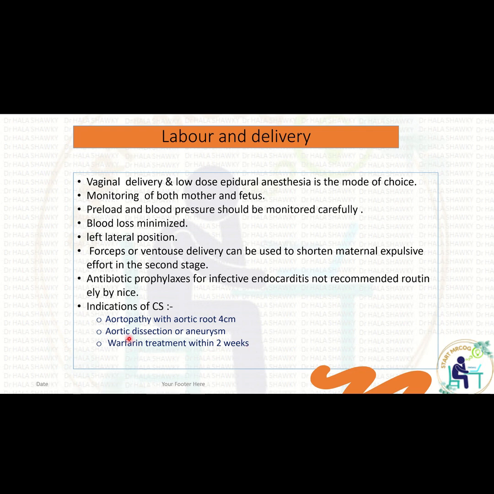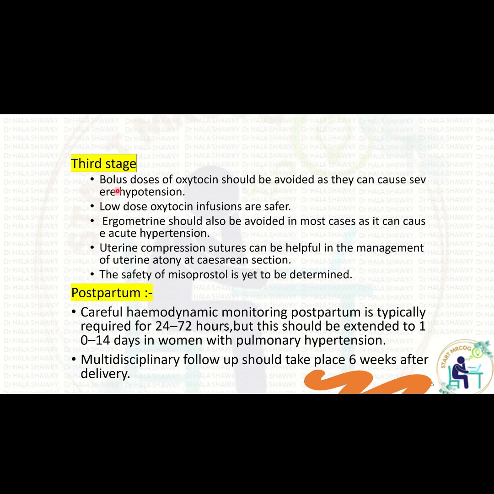We have certain indications for cesarean section: aortopathy with aortic root more than 4 cm, aortic dissection and/or aneurysm, and warfarin treatment within 2 weeks. In the third stage of labor, bolus doses of oxytocin should be avoided, as this can lead to severe hypotension. Low-dose oxytocin infusions are safer. Ergometrine should be avoided in most cases, as it can cause acute hypertension. Uterine compression sutures can be helpful in the management of uterine atony at cesarean section. The safety of misoprostol is yet to be determined.